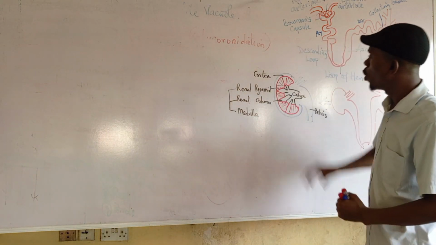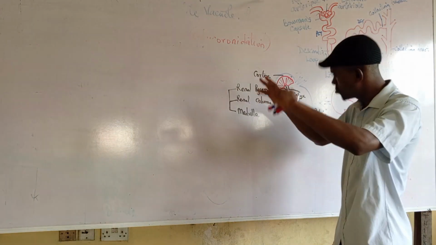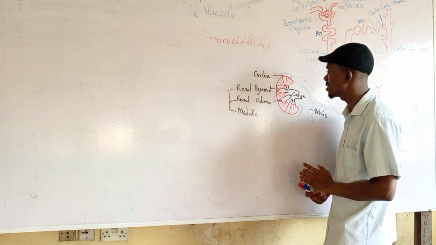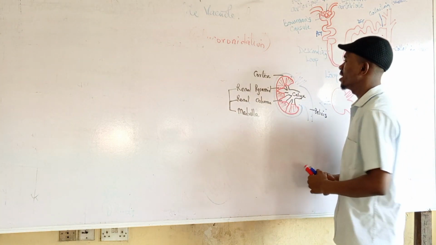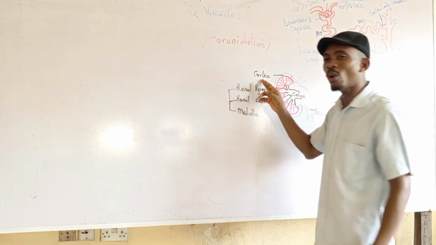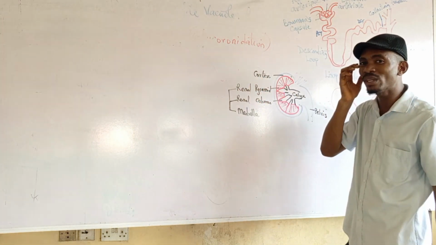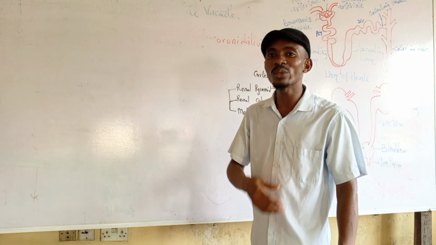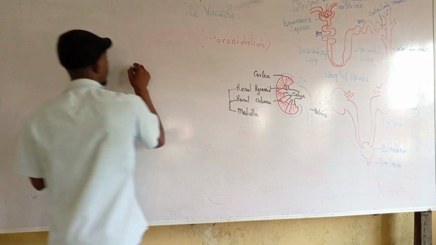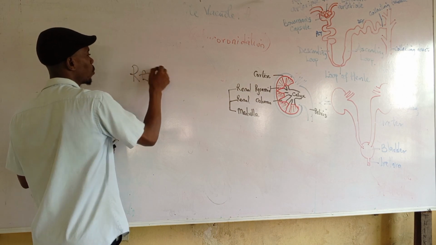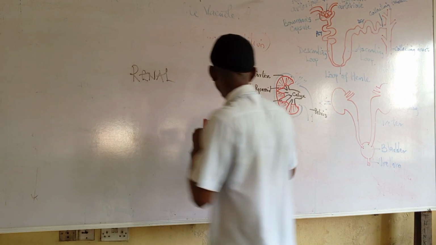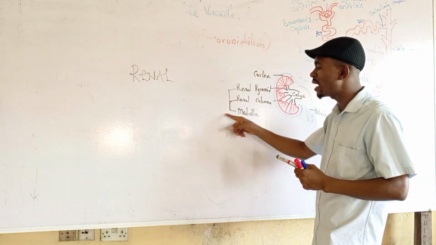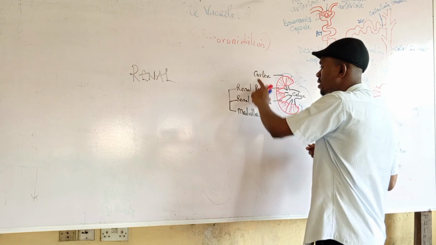On gross structure, the kidney has two parts. This is the cut section of the kidney. The outer part is called the cortex, and the inner part is called the medulla. Whatever is associated with the kidney is called renal. So the outer cortex, I can call it the renal cortex, and the inner medulla, the renal medulla.